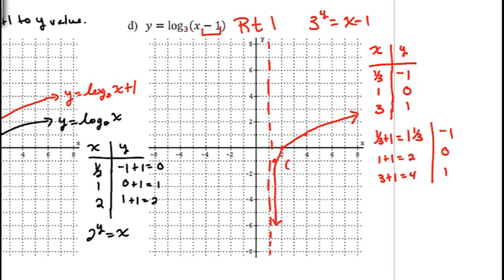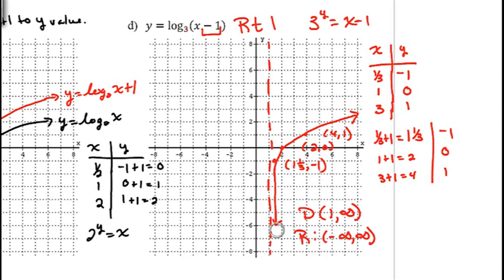And labeling our points, we have 1 1/3, -1, and we have the point 2, 0, and 4, 1. And our domain and range: domain here is going to be from 1 to infinity, and the range is negative infinity to positive infinity.